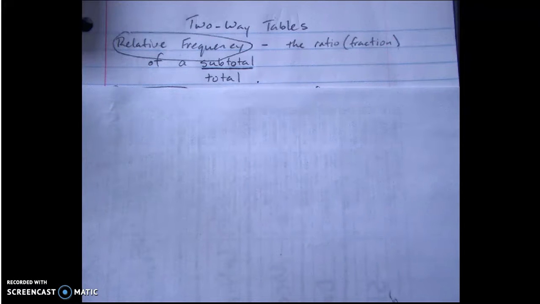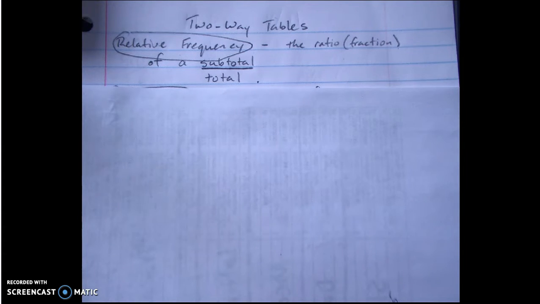Here are your notes for two-way tables. First key term that we need to go over is called relative frequency. And that is a ratio or fraction of a subtotal over a total. Okay, so basically we just write it as a fraction. It can be represented as a decimal or a percent, but the way to find it is making a ratio first.